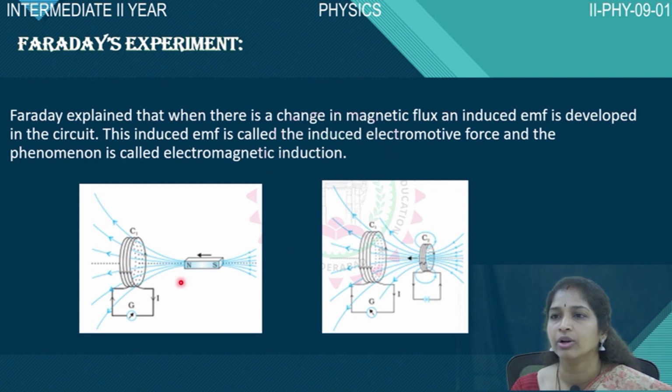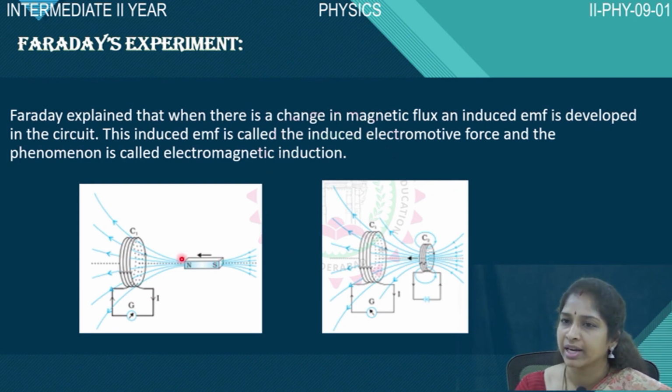From this he concluded that whether the magnet is moving towards or away from the coil, there is a change in the flux. Why? Because there is a change in the magnetic flux. That change in the magnetic flux produces an induced EMF in the coil, and that further produces the current. So this EMF is called induced electromotive force, and the phenomenon is called electromagnetic induction.